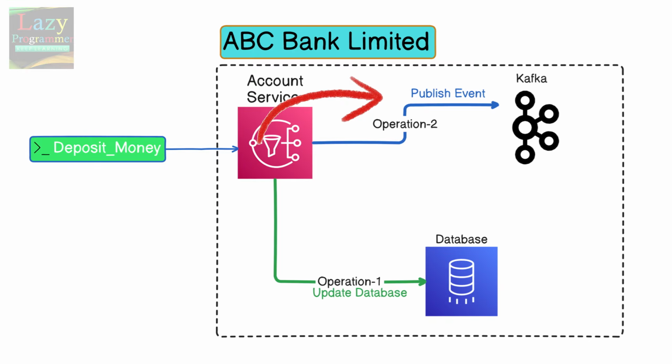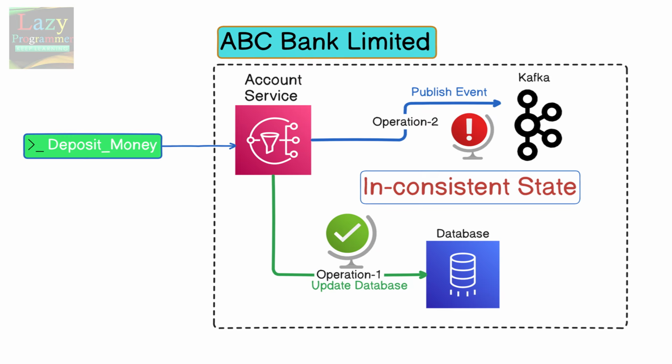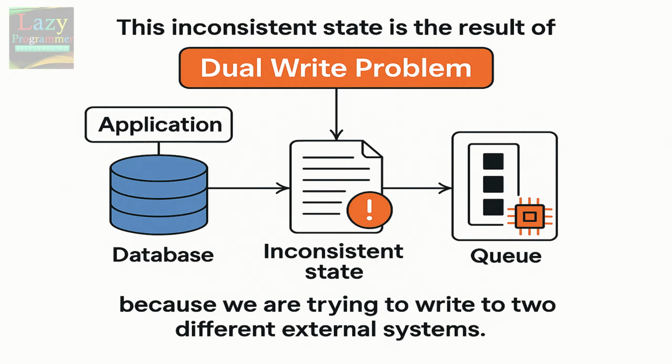Now here, what if the database update is successful but sending message to Kafka fails? Due to this, the system could end up in an inconsistent state. This inconsistent state is the result of dual write problem because we are trying to write on two different external systems. Okay, I hope now the problem is clear. Now let's see how we can fix this problem.